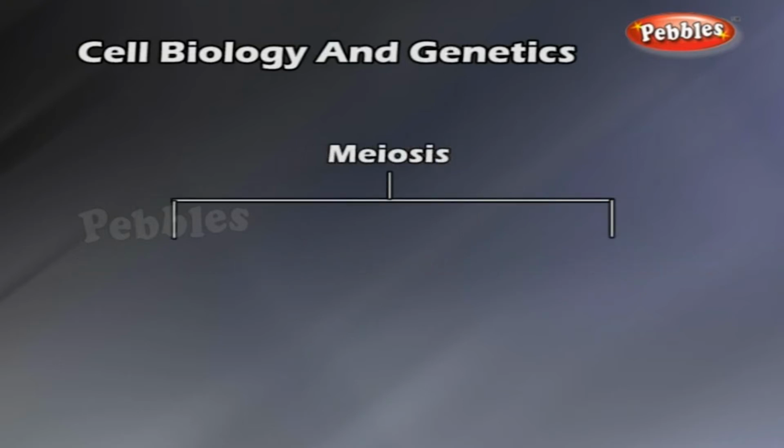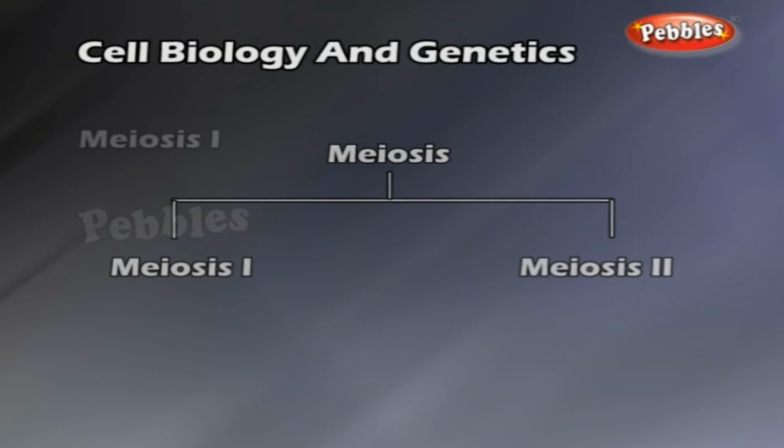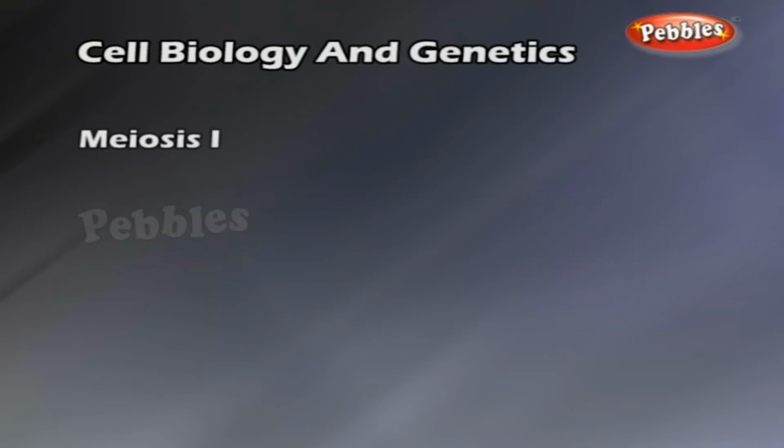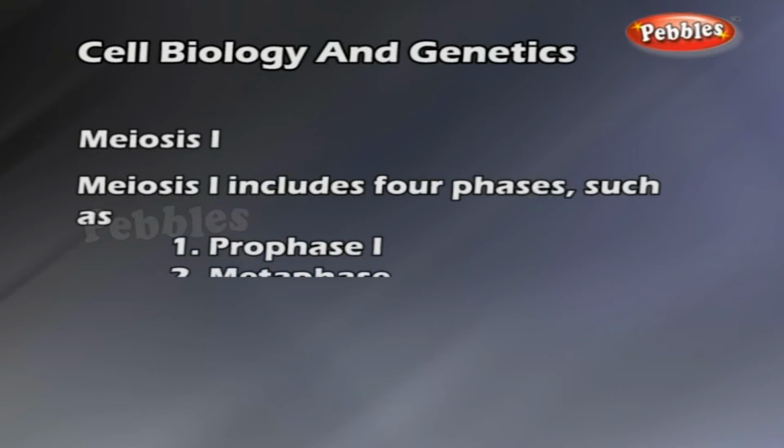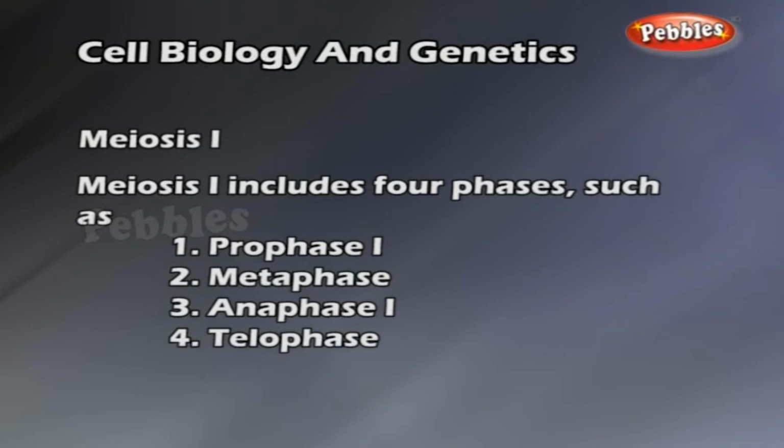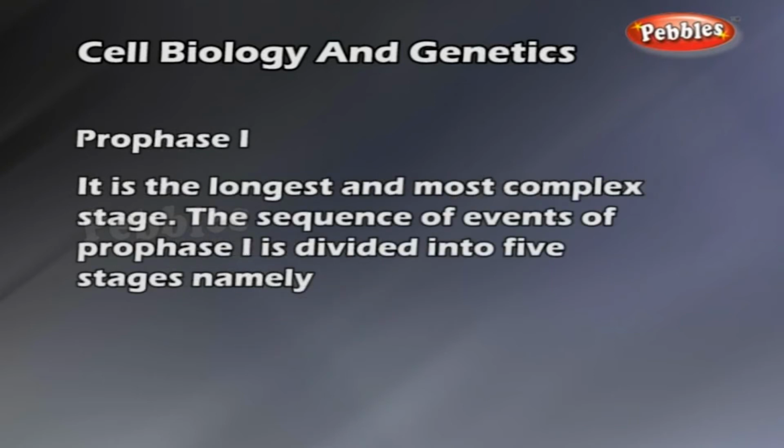Meiosis takes place in 2 major steps. They are meiosis 1 and meiosis 2. Meiosis 1 includes 4 phases, such as prophase 1, metaphase 1, anaphase 1, and telophase 1. Prophase 1 is the longest and most complex stage.